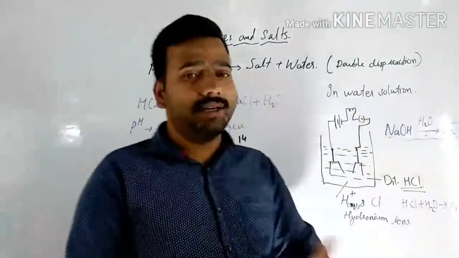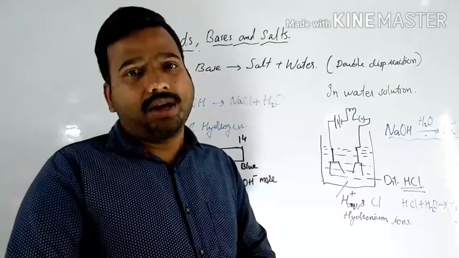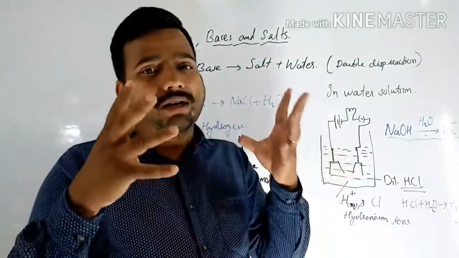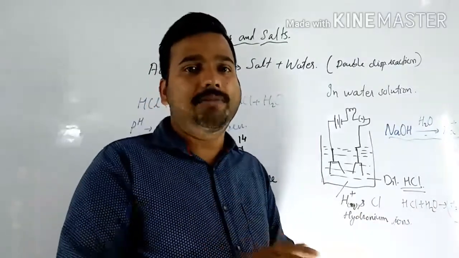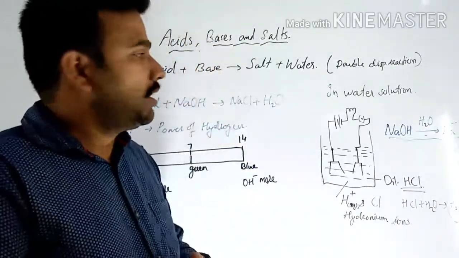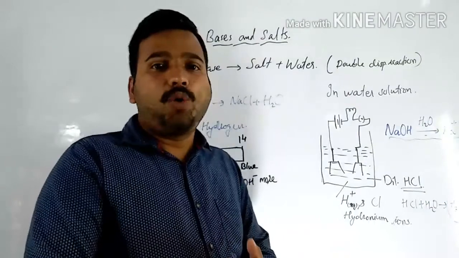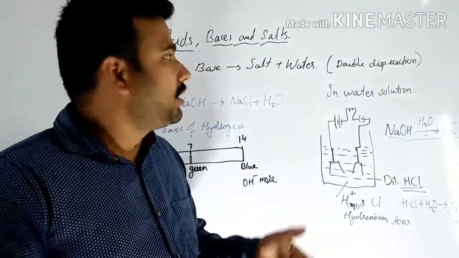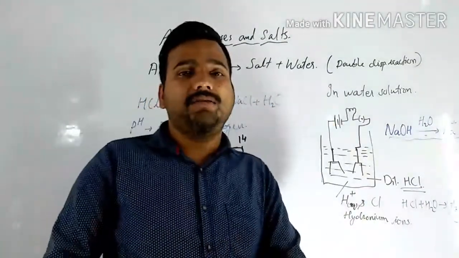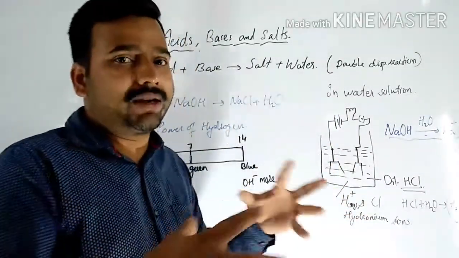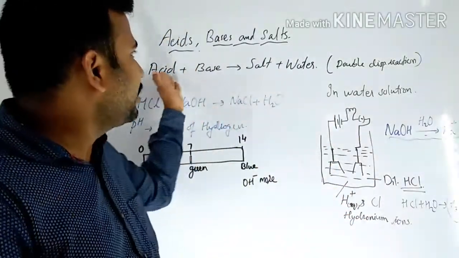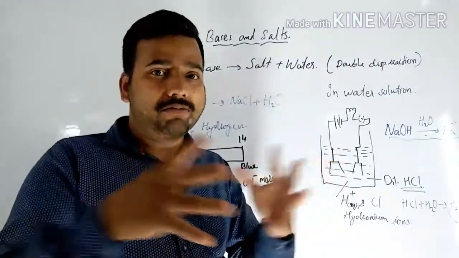And similarly we studied bases. About bases we discussed that bases are the substances that produce OH minus ions when they come in contact with water, or in the presence of water. So in today's session, we are going to discuss what type of chemical reaction will happen between an acid and a base.